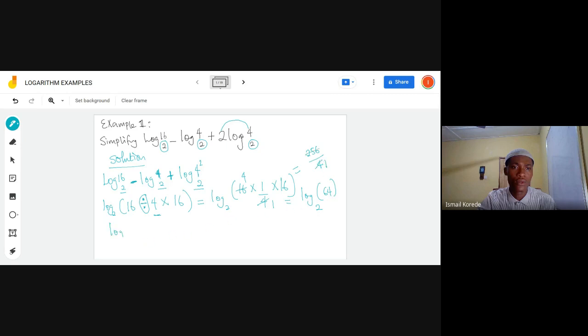So I have log 64 base 2. I can express 64 in its index form, so I have log 2 to the power of 6 base 2. I bring this power to this side, so I have 6 log 2 base 2. You know the log of a number to its base is 1, so log 2 base 2 is 1. So I have 6 times 1, which is 6, because the log of a number to its own base is equal to 1. That solves this particular question.